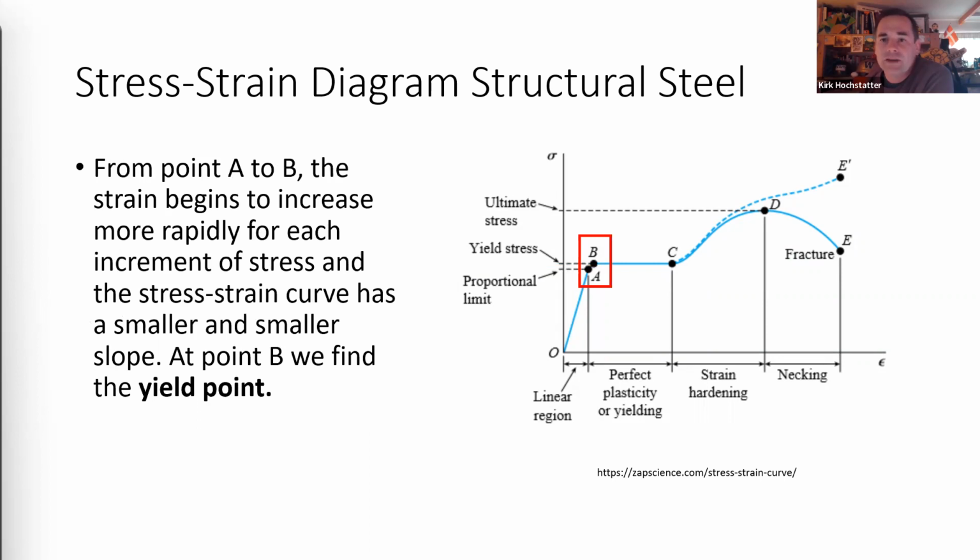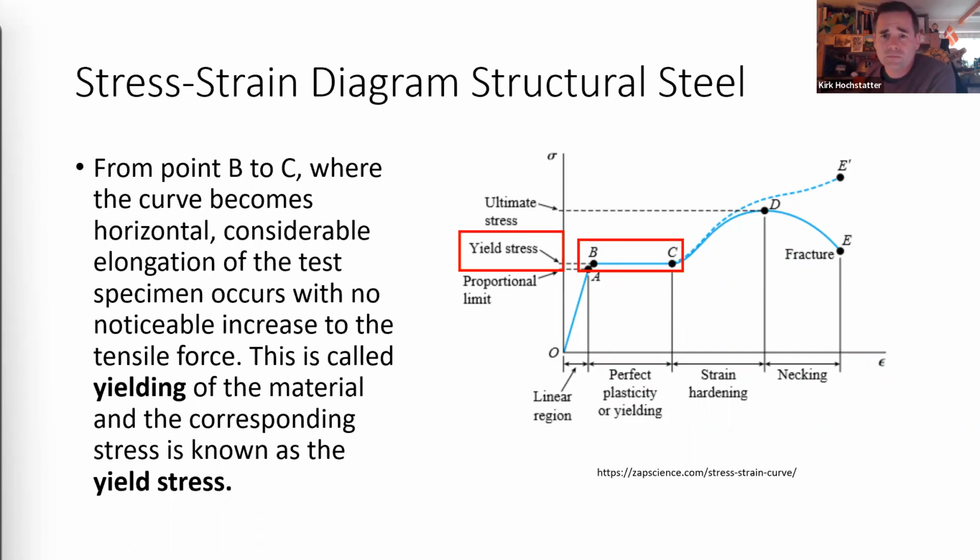With an increase in stress beyond the proportional limit, the strain begins to increase more rapidly for each increment in stress. Consequently, the stress-strain curve has a smaller slope until at point B, which is called the yield point. Beginning at point B, the curve becomes horizontal and considerable elongation of the test specimen occurs with no noticeable increase in the tensile force from B to C. This phenomenon is known as yielding of the material, and the stress is known as the yield stress of the steel.